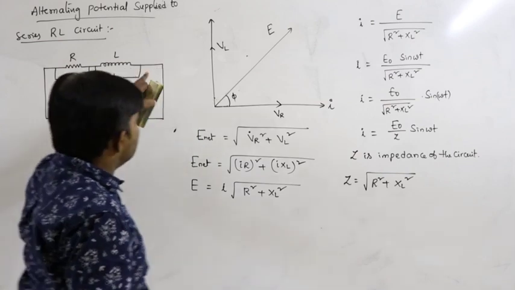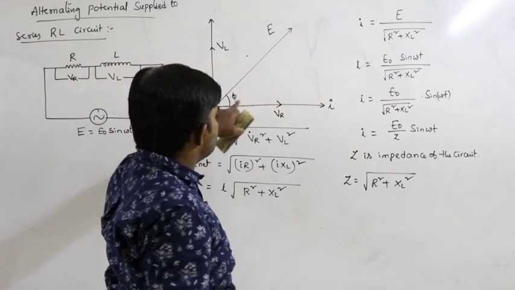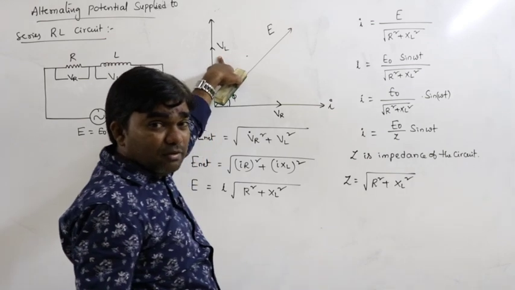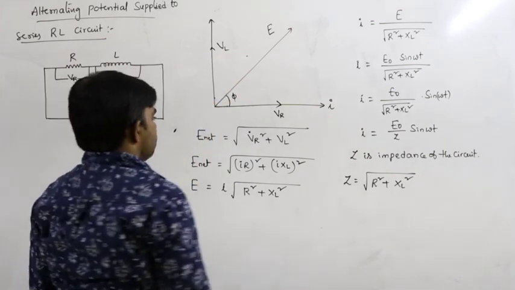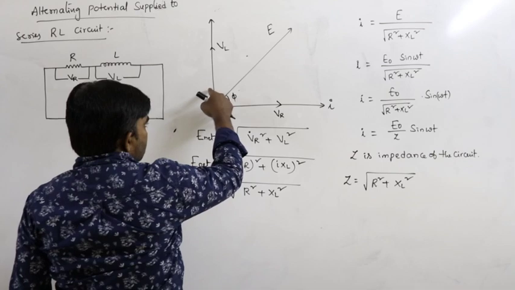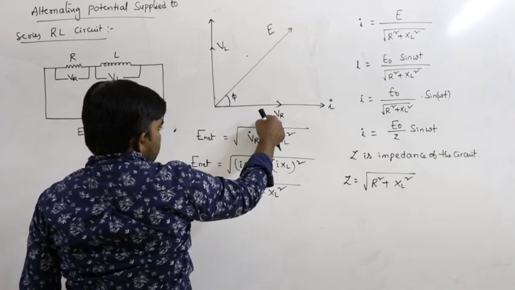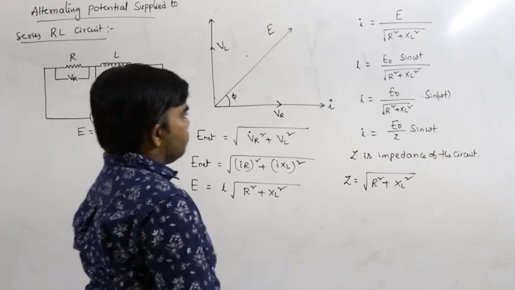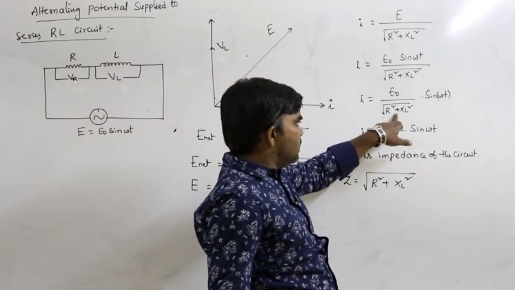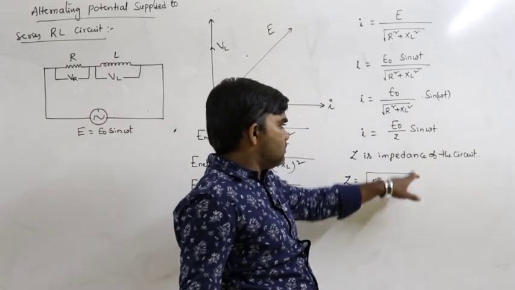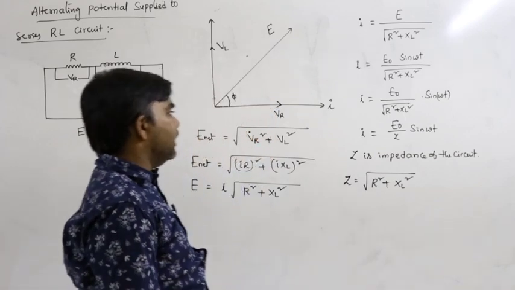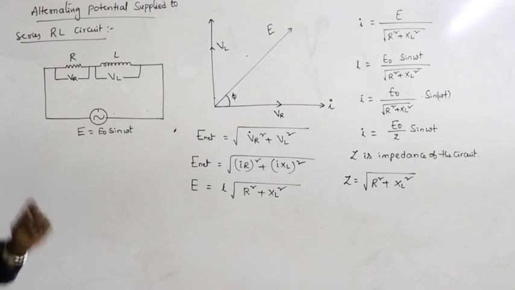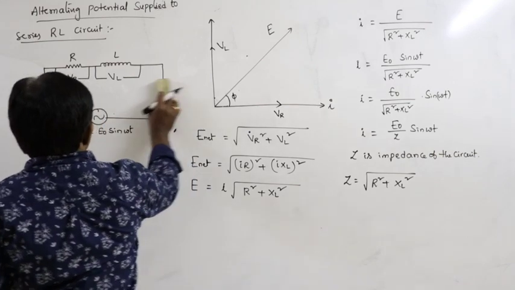In the case of an inductor, the phase difference between potential and current is 90 degrees. That's why VL, so EMF leads. So the net potential: this is VL and this is VR, and the angle between these two is 90. So I is equal to E naught by square root of R square plus XL square. So what is Z here? Impedance of the circuit. What is impedance? Total resistance offered.